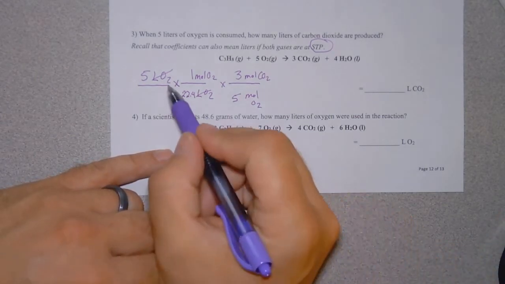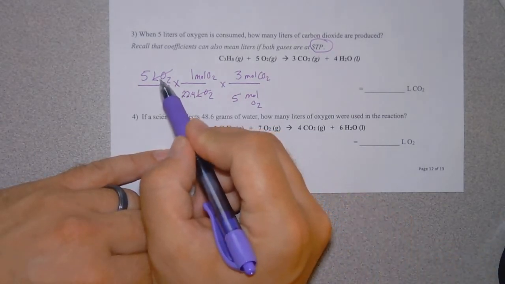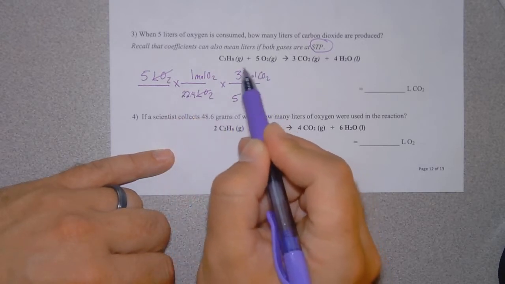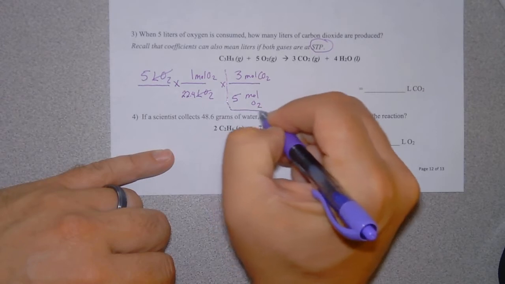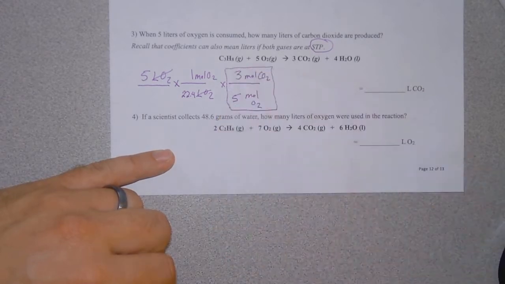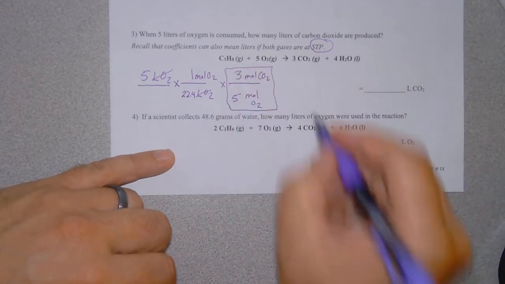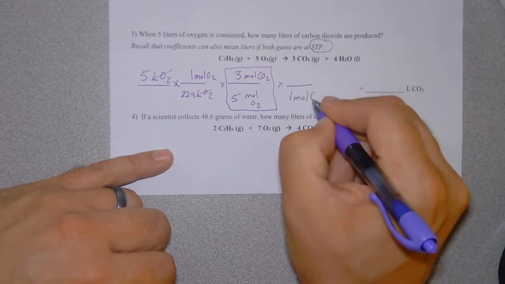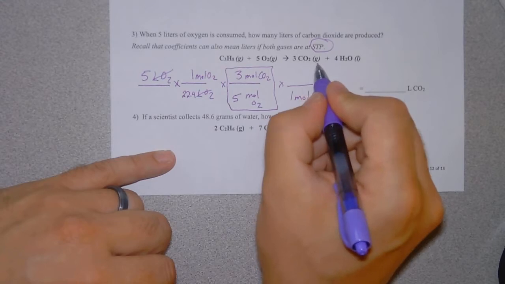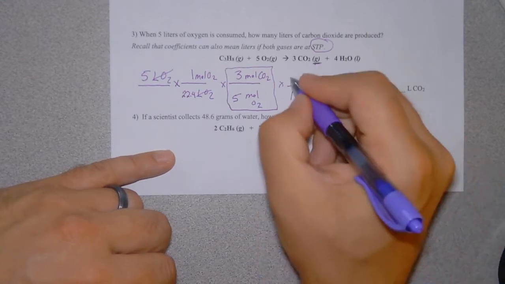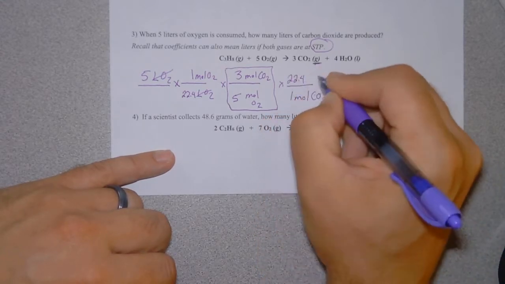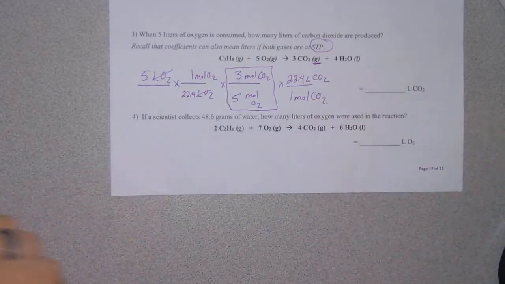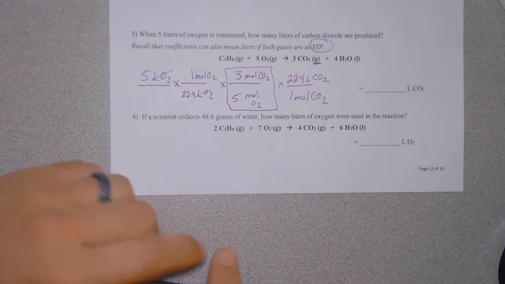Right? So we've gotten out of liters of O2. Now we're in moles of CO2 through our Stoich step. And now I can get out of 1 mole of any gas. How do I know that carbon dioxide is a gas? It's labeled. 1 mole equals 22.4 liters of carbon dioxide.